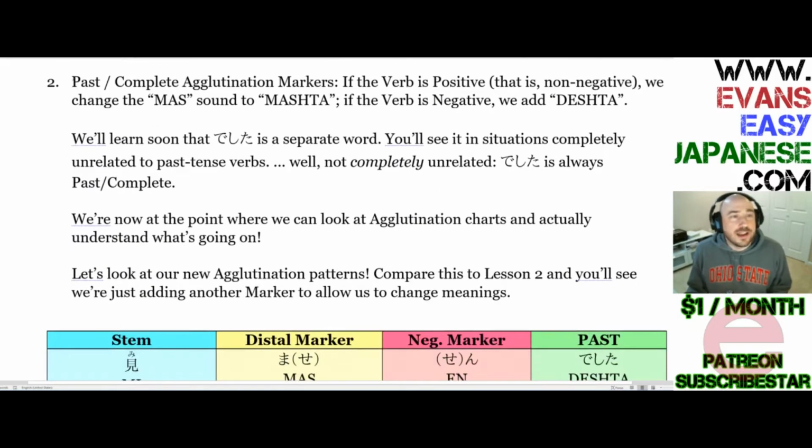All right, here we go. Next, we're talking about past and complete agglutination markers. Remember agglutination? Yes, I do. Great.